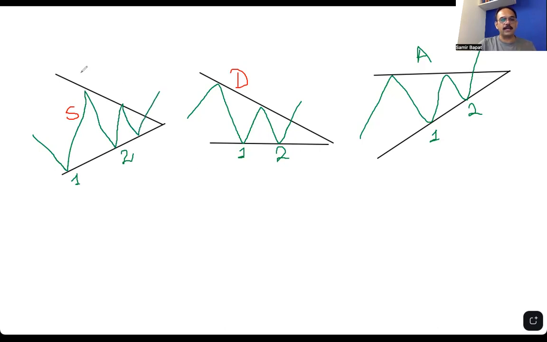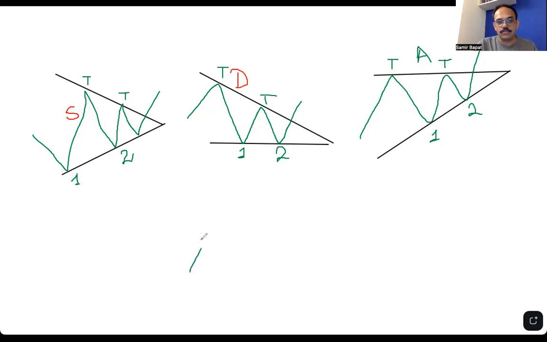Okay, so here, if this is top 1, this is top 2. So the tops will be going down in a symmetrical triangle, tops will be going down in a descending triangle, or tops will be at the same level in the ascending triangle, but the top will not be higher and higher. So the top has to be lower and lower, the bottom has to be higher and higher or flat, then only it's a triangle. Anything else is not a triangle.